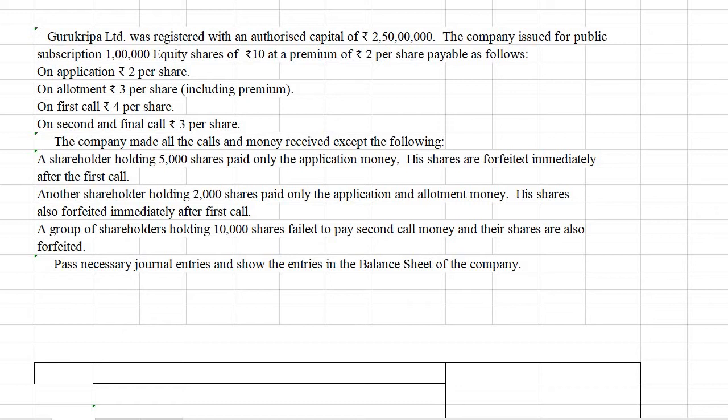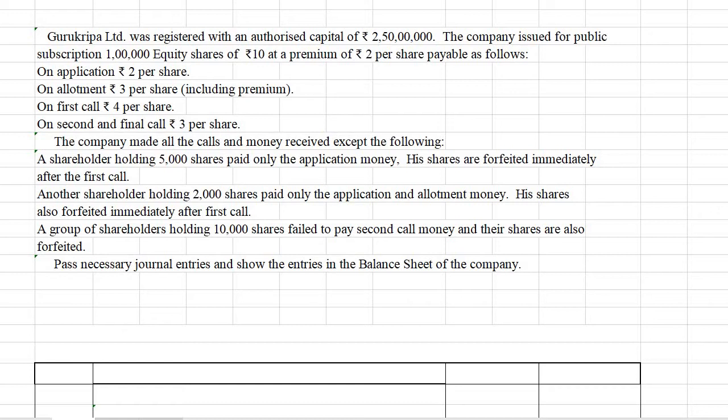Guru Kripa Limited was registered with an authorized capital of rupees 2 crore 50 lakh. The company issued for public subscription 1 lakh equity shares of rupees 10 each at a premium of rupees 2 per share, payable as given here. On application rupees 2 per share, on allotment rupees 3 per share including premium, that means the allotment actual amount is 1 rupee capital value and 2 rupee premium. On first call rupees 4 per share and second and final call rupees 3 per share. Then the company made all the calls and money received except the following.